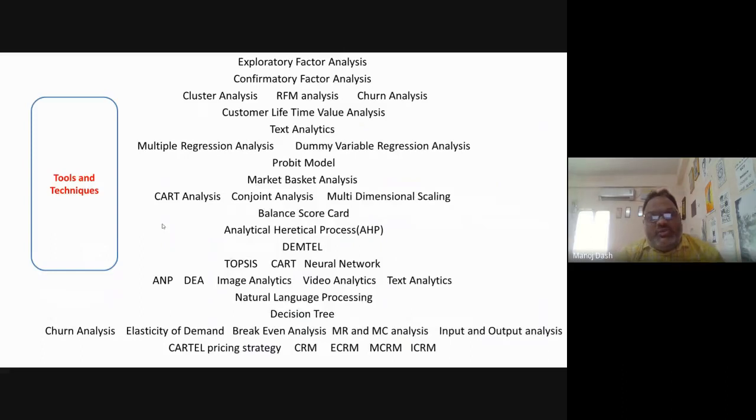Now, these are the tools and techniques I'm going to talk about in the next phase. I want to know how many tools you know as of now. Two or three, anyone, just please participate.